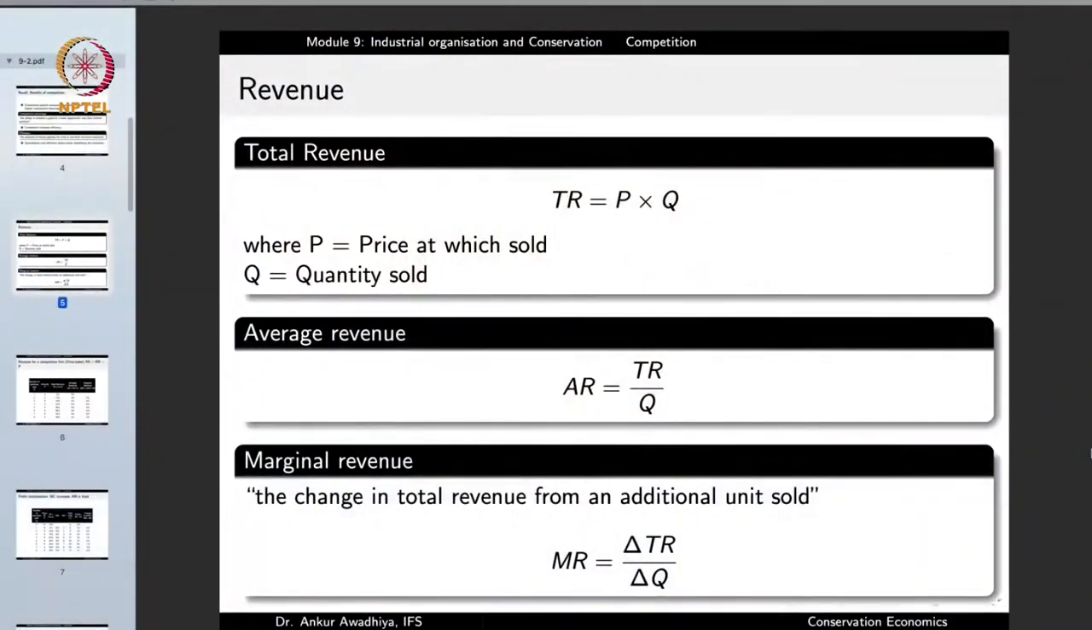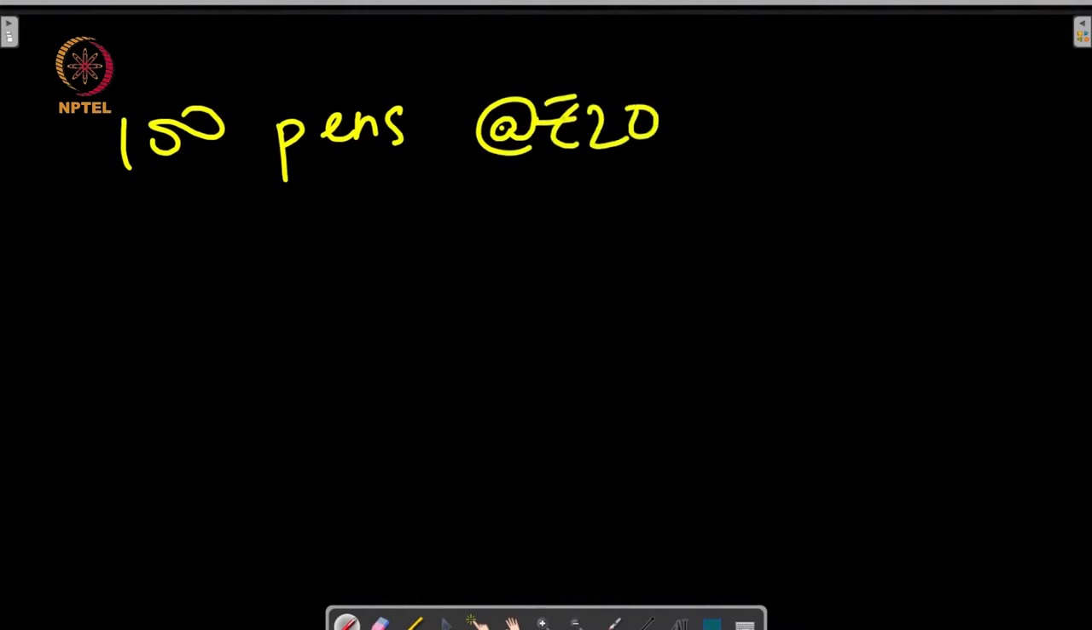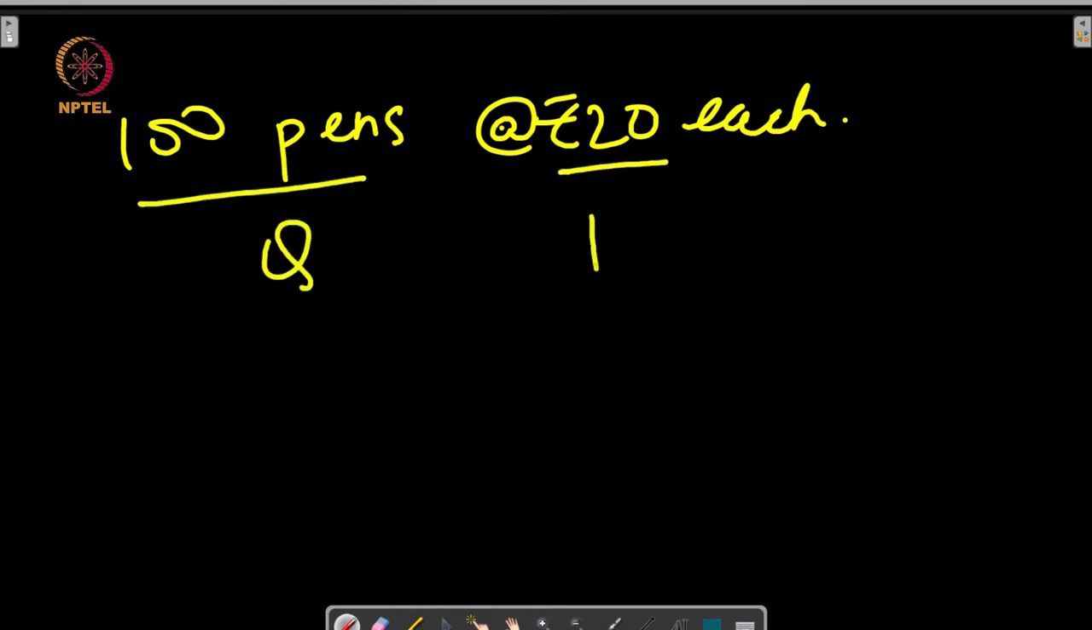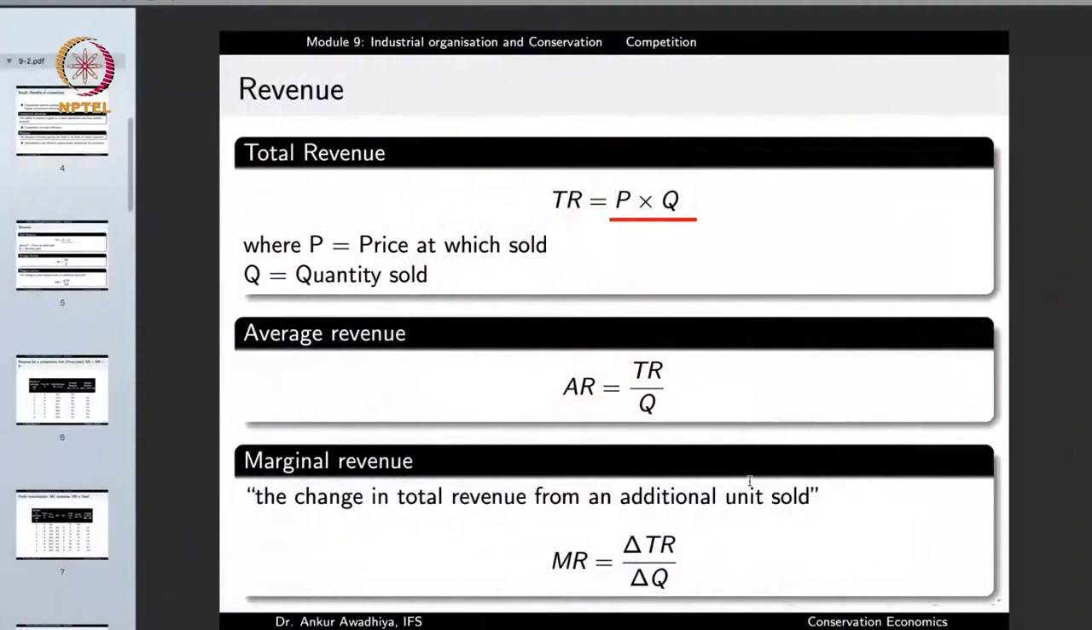Now, total revenue is given as TR, or total revenue is equal to P into Q, where P is the price at which the good is sold, and Q is the quantity of goods that are sold. So essentially, if there are, say, 100 pens that are sold at 20 rupees each, then 100 pens is Q and 20 rupees is P, and the total revenue is given by P into Q, which is 20 into 100, is 2000 rupees. So this is how we find the total revenue. Total revenue is P into Q.